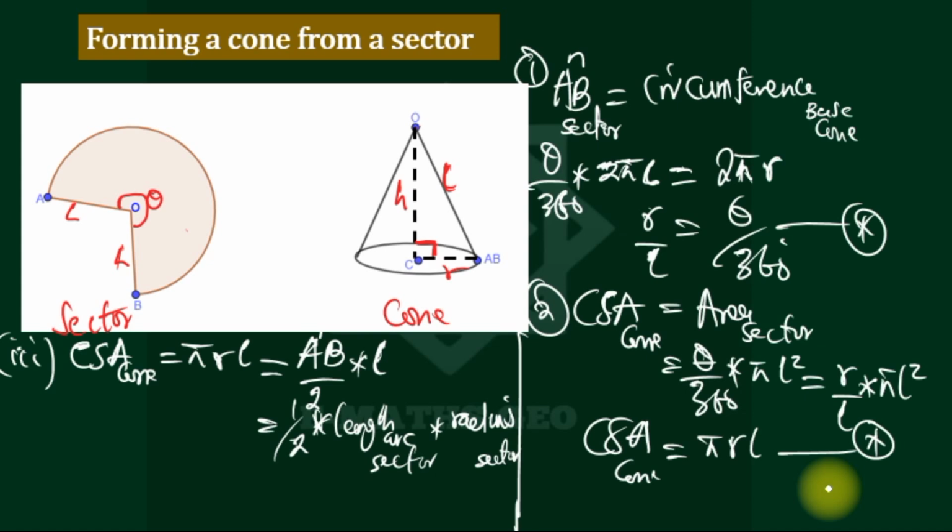The fourth formula: since we know that the area of the sector and the area of the cone are the same, it's possible they can give you the cone to form a sector. So the area of the sector will be equal to the curved surface area of the cone, which is pi r l.